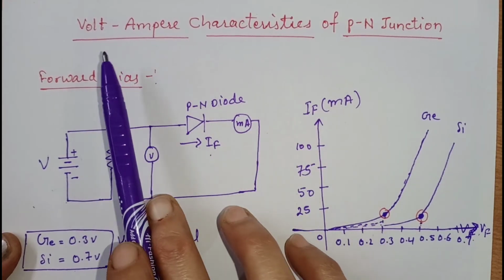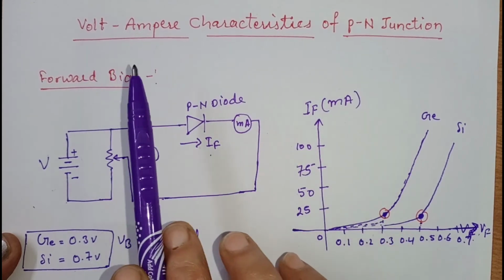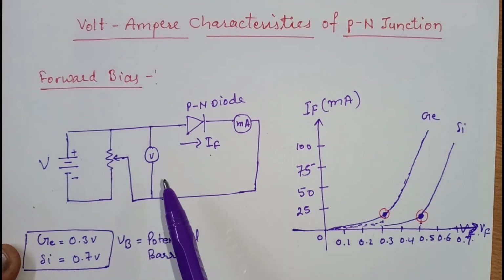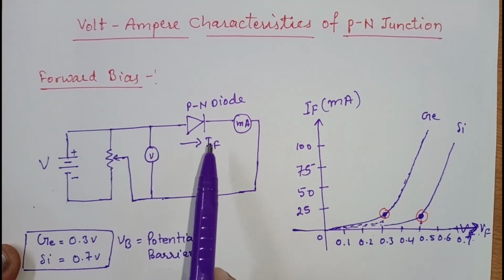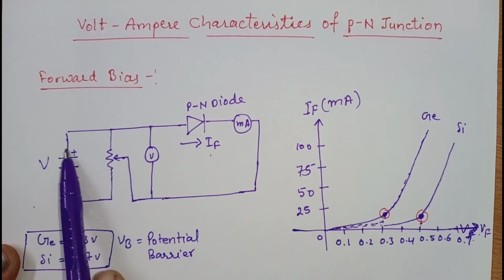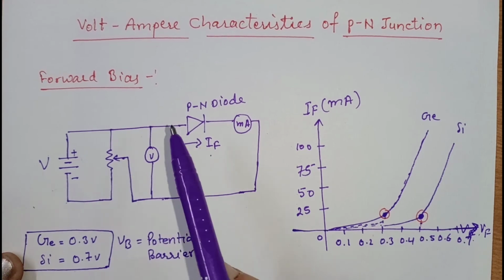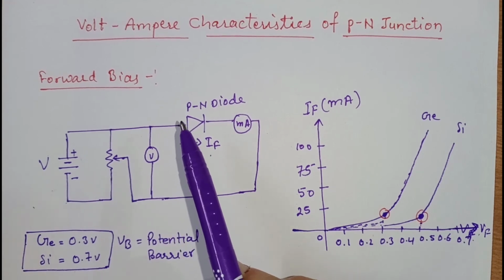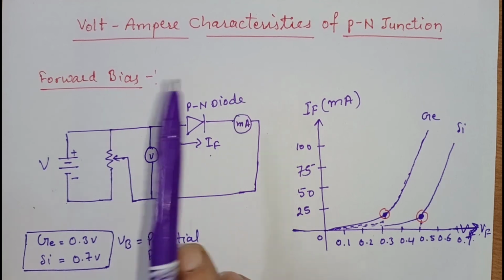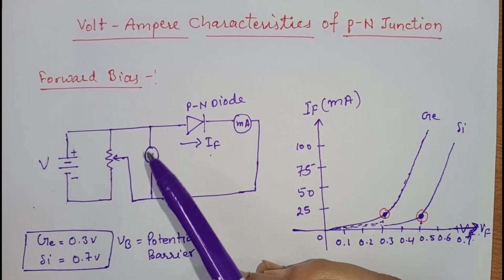In this video, we will study volt ampere characteristics of a PN junction. First, we should know what volt ampere characteristics are. In volt ampere characteristics, we study the behavior of the current through the PN junction when we apply a voltage across it. The behavior of the current is different for forward bias and for reverse bias, so we will study the behavior of the current in both cases.